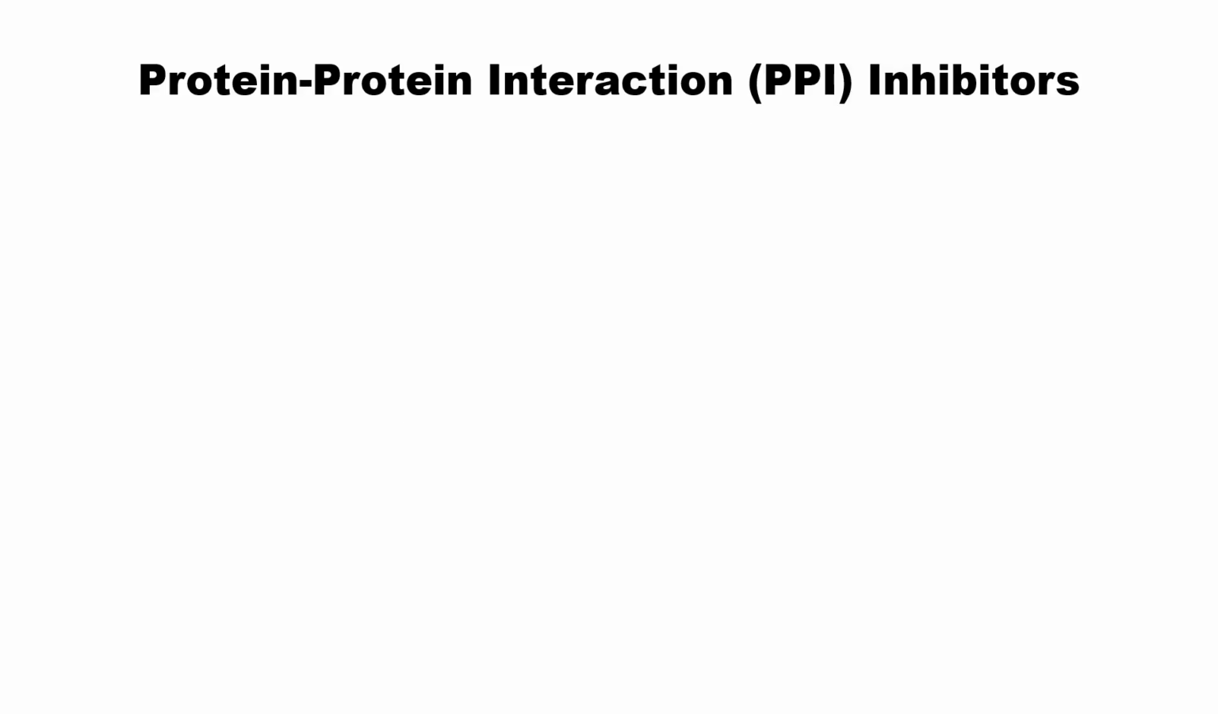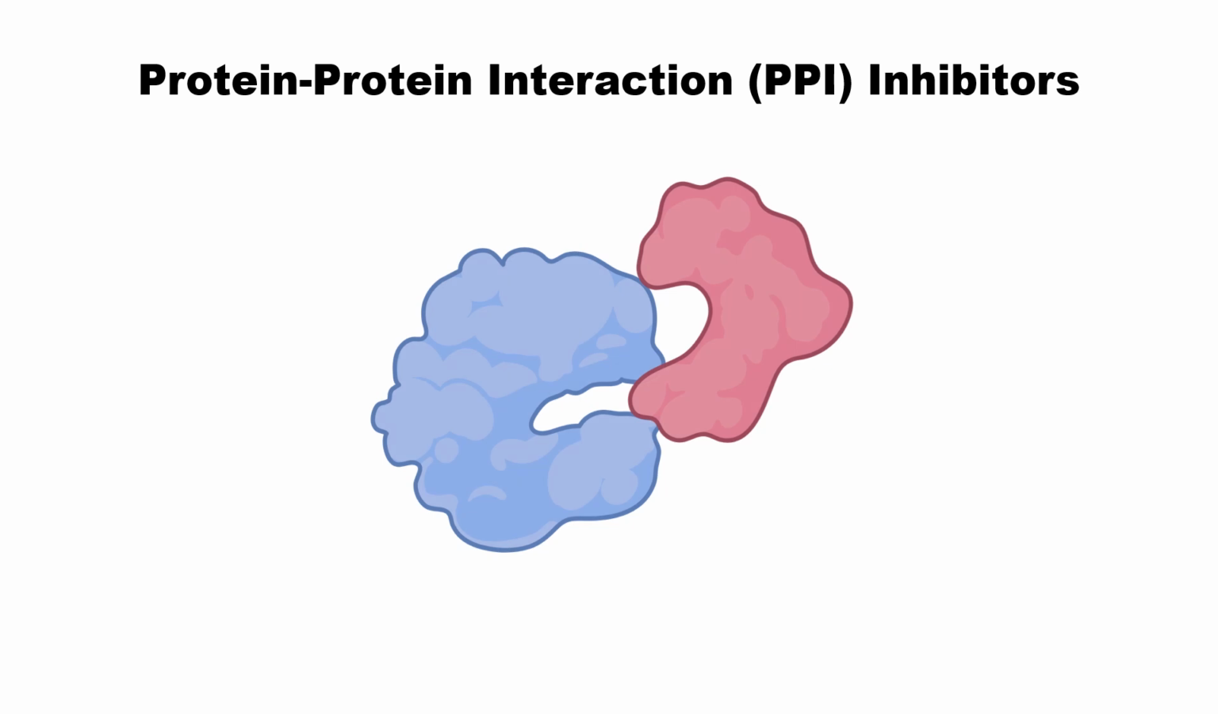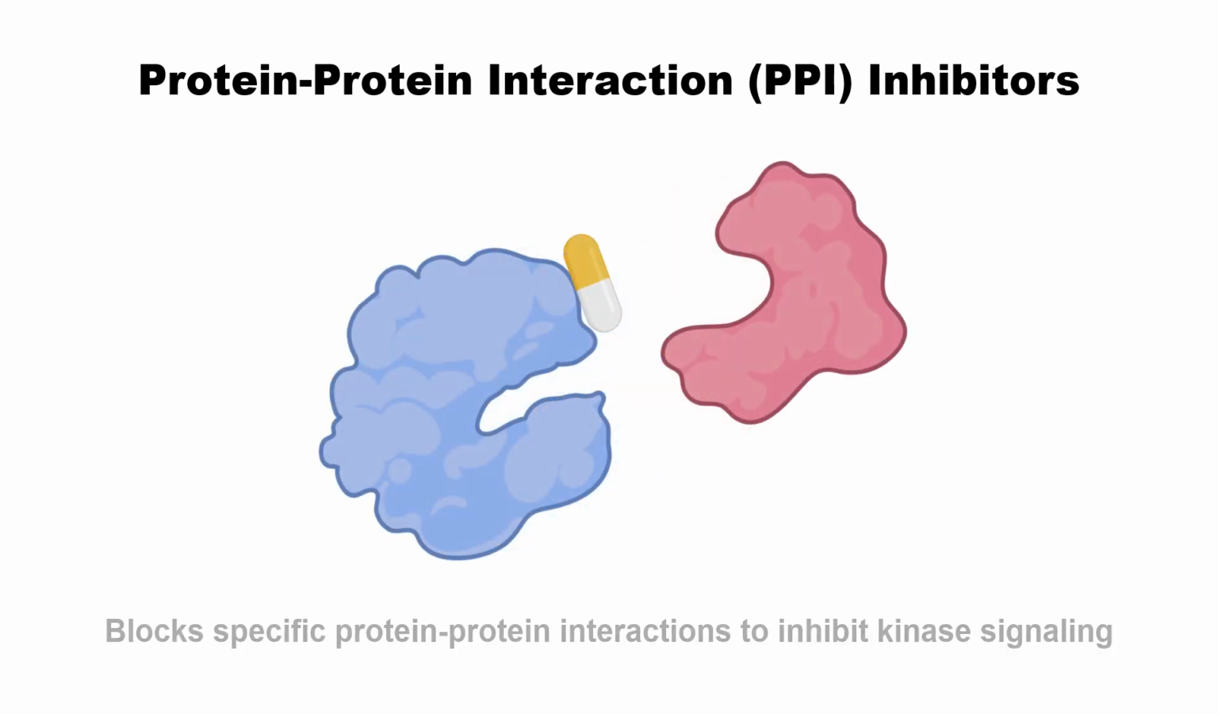The next class is the protein-protein interaction inhibitors. For proper kinase function, the kinase needs to make contact with a substrate. If a drug interferes with that interaction, maybe by binding to the kinase site, or to the substrate site, or in between, this type of specific protein-protein interaction blocker can inhibit the kinase signaling.